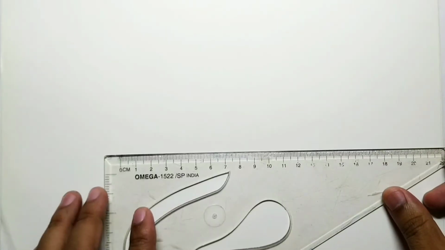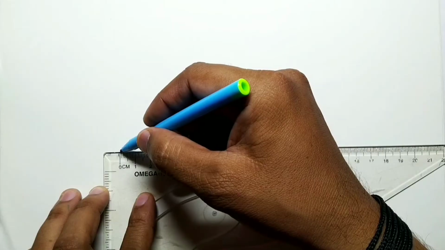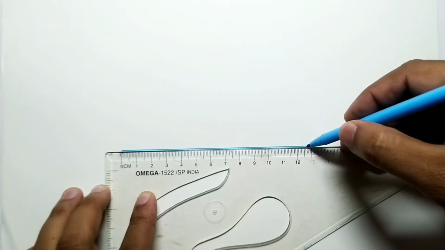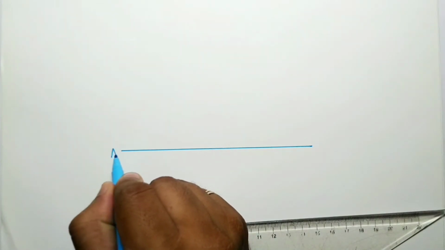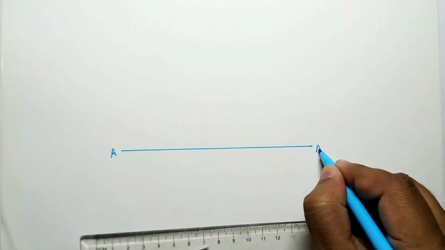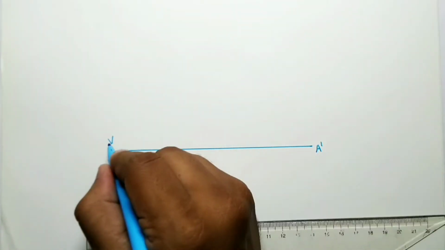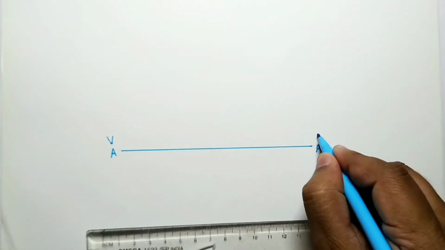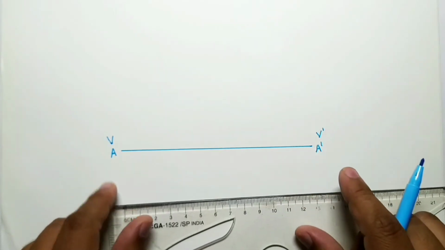First of all, draw the major axis which is equal to 130 mm. A dash or V dash. This is the major axis.